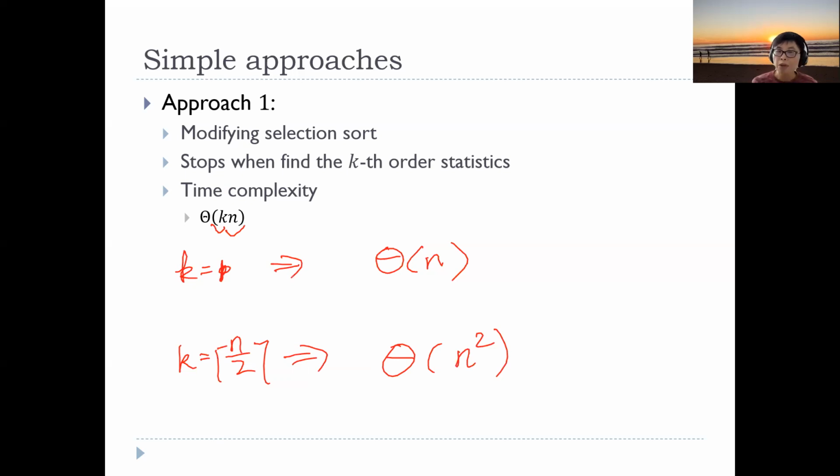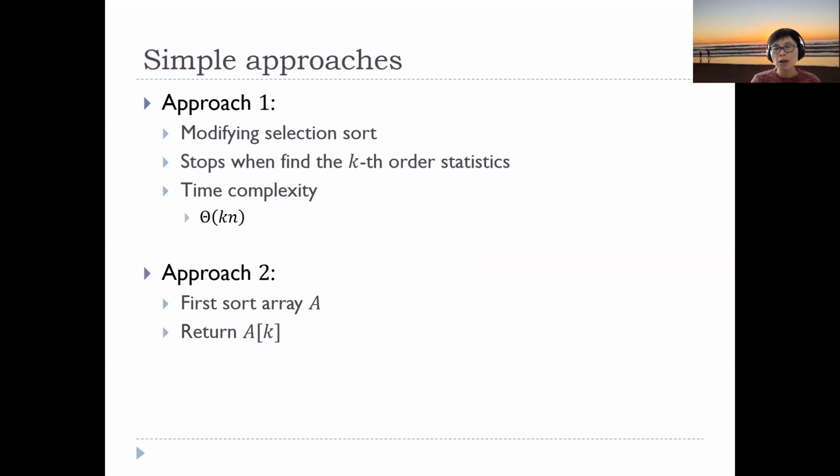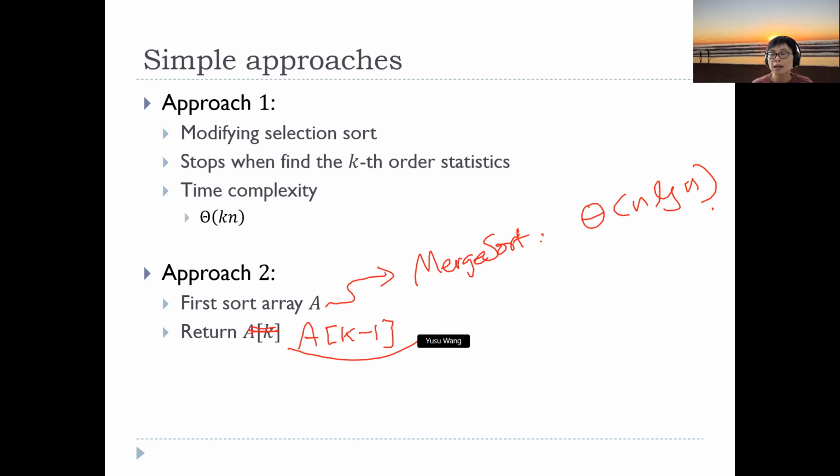Now you ask, can we do better? Well, we've seen some efficient algorithms, for example sorting algorithms. What if I first sort the input array? If we use merge sort, the sorting can be done in n log n time. Once I have this array sorted, all of the elements are already ordered. The k-th order statistic is simply the k-th element in the array, which is the one with index k-1. So we simply return A[k-1]. That's it. This step only takes constant time once the array is sorted.